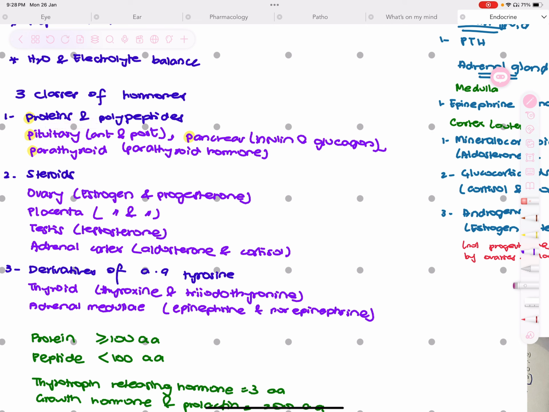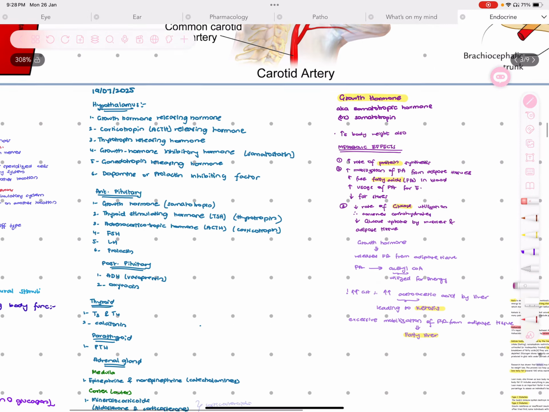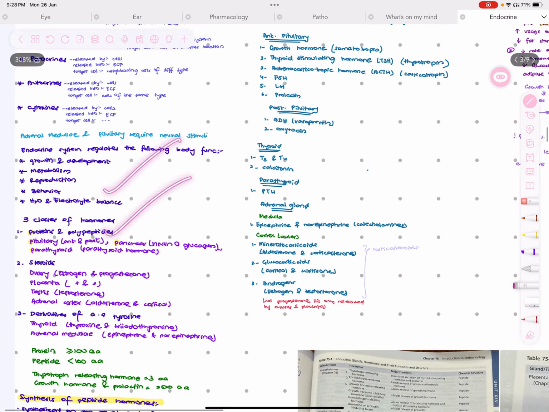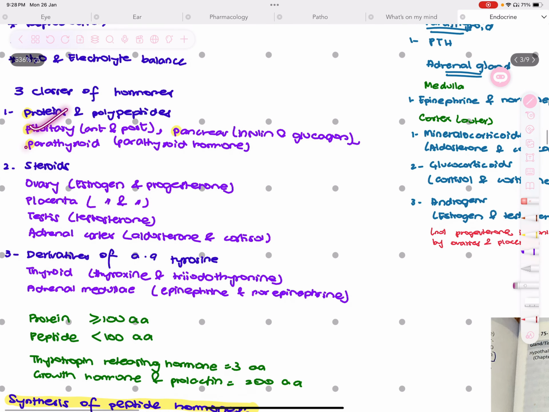So everything that starts with P's, because there's a lot of P's that we're talking about currently. So pituitary hormones, all the pituitary hormones, anterior and posterior, all the ones that we studied here, all of them fall under this category of proteins. And the next P is pancreas, insulin and glucagon, that is secreted by pancreas, and then parathyroid hormone, from the parathyroid gland. So these are proteins. I hope that's clear.